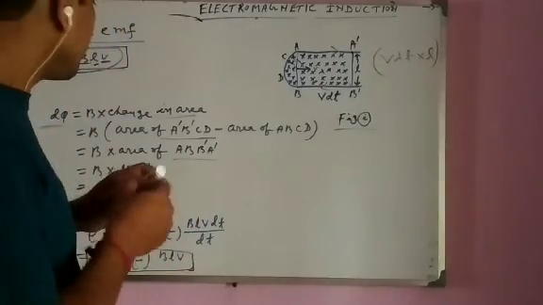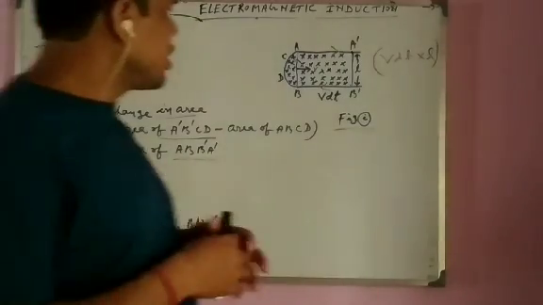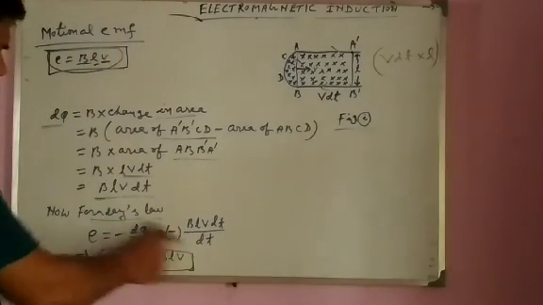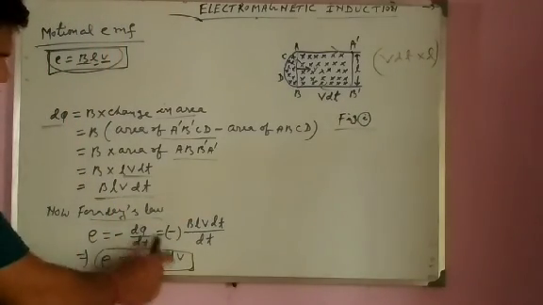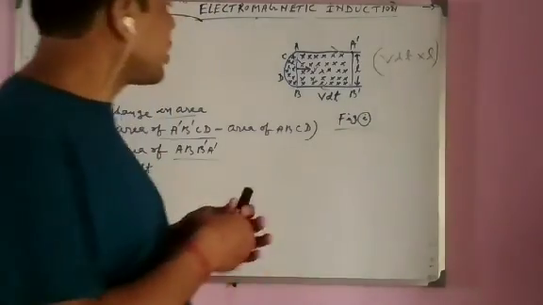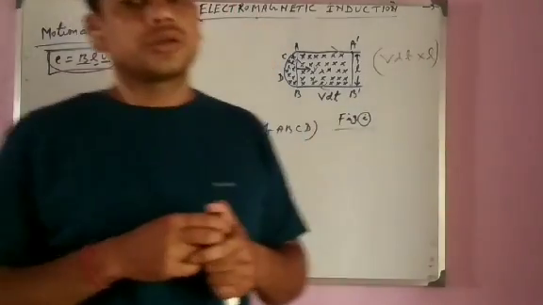So in this way we can find the induced EMF. This is the expression to find the motional EMF produced. We have to apply this formula to find the induced EMF, and by applying the right hand rule we can find the direction of the induced current or induced EMF.